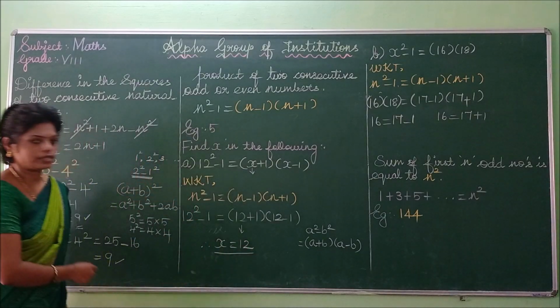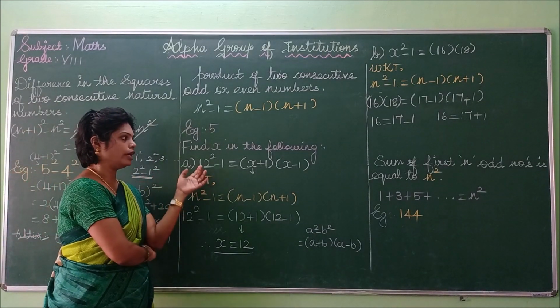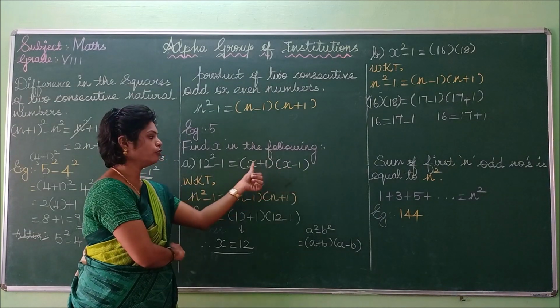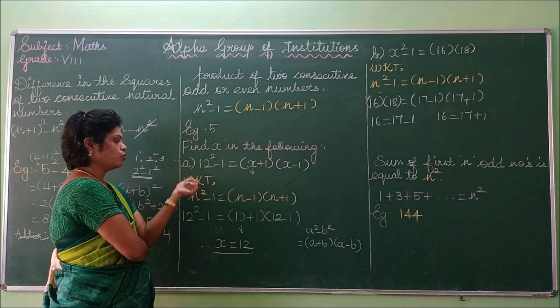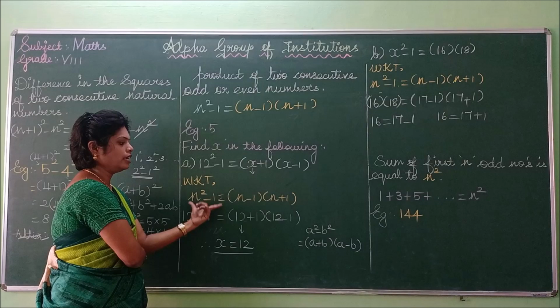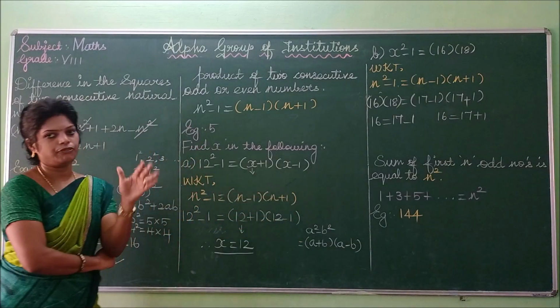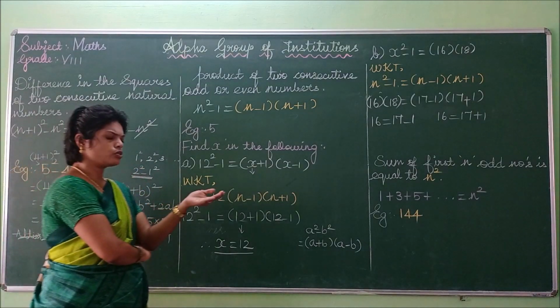So listen carefully once again. Here the question is 12 squared minus 1, which is equal to (x plus 1)(x minus 1). You have to find the x value. So we know this identity already. Use this identity, or else use this one: a squared minus b squared is very familiar to you. Okay, so you can use that also.